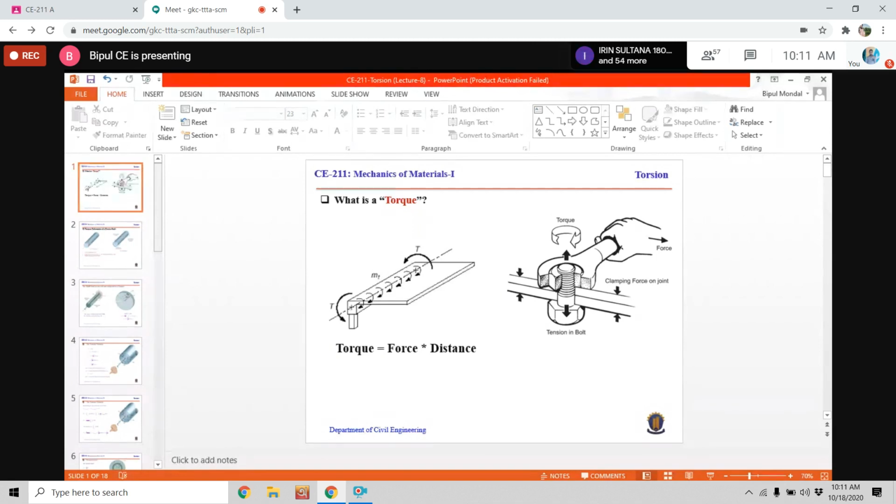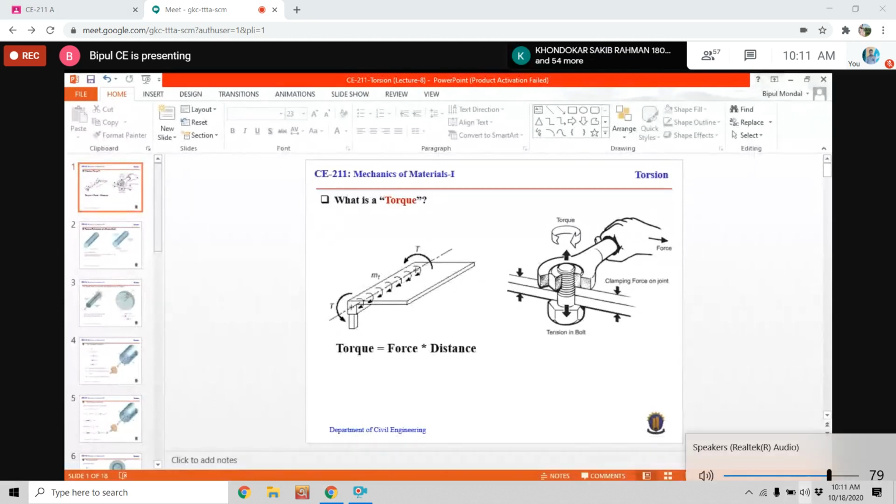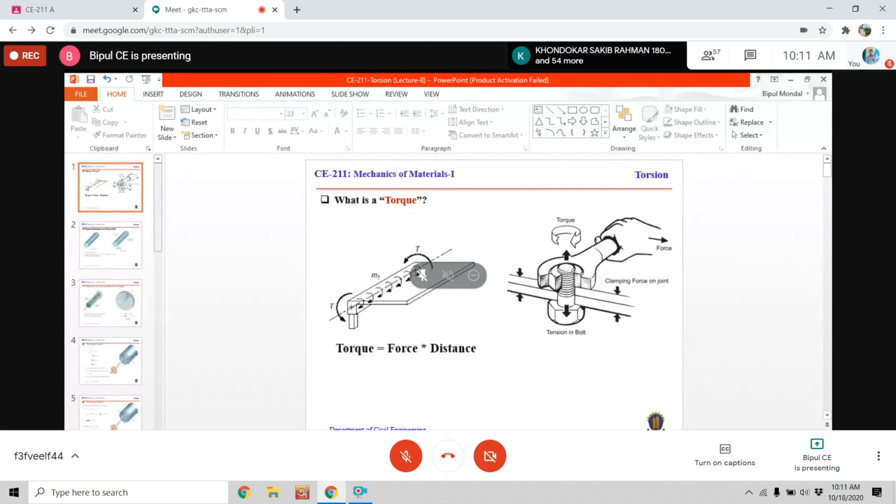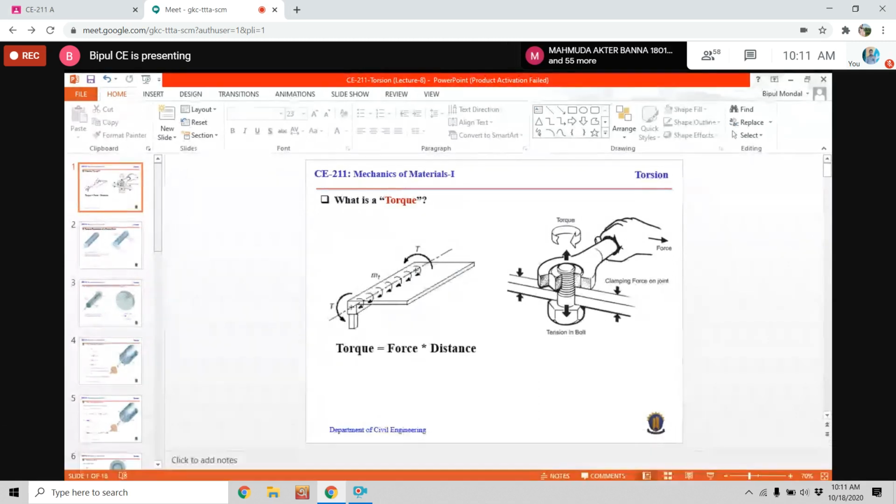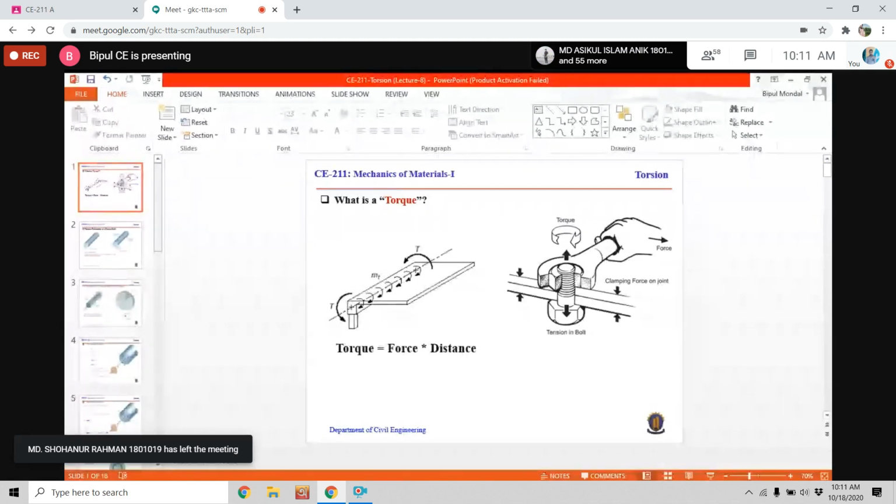So what is the response of the torque, or what is the difference between bending moment and torque? That means if we apply a torque to a structure, then the structure will try to twist. The structure will try to twist. So by the bending moment, the structure will try to deflect or bend, whereas by a torque, the structure will try to twist.